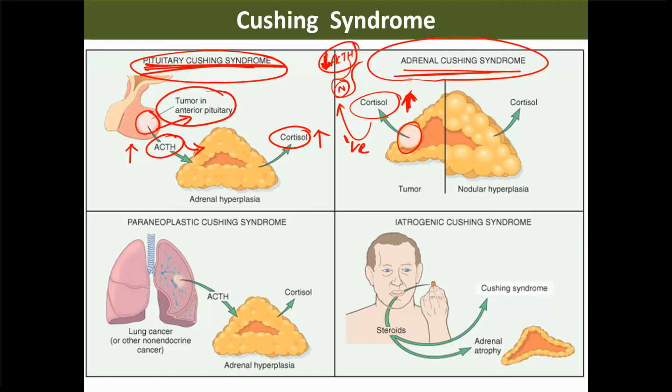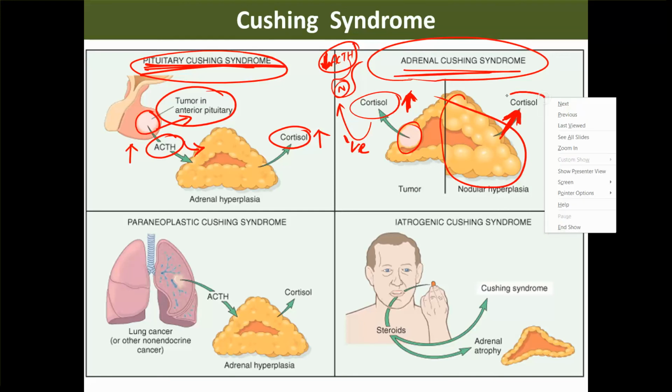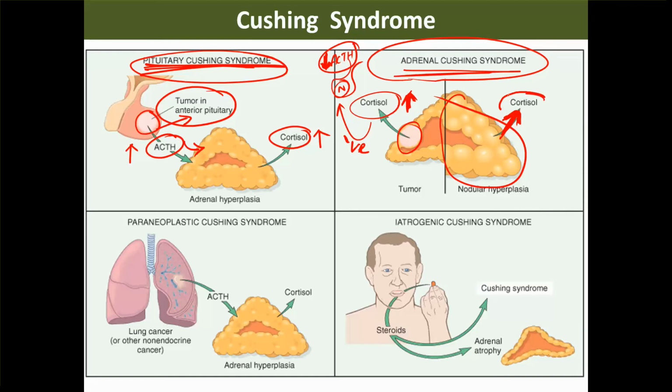Now it could even be a hyperplasia. Nodular hyperplasia can happen in the adrenal cortical area of the adrenal gland, and you can see there is increased cortisol. Again this goes as negative feedback to the pituitary gland. This negative feedback mechanism leads to decreased ACTH. Understand? So this is the scenario in adrenal Cushing syndrome.